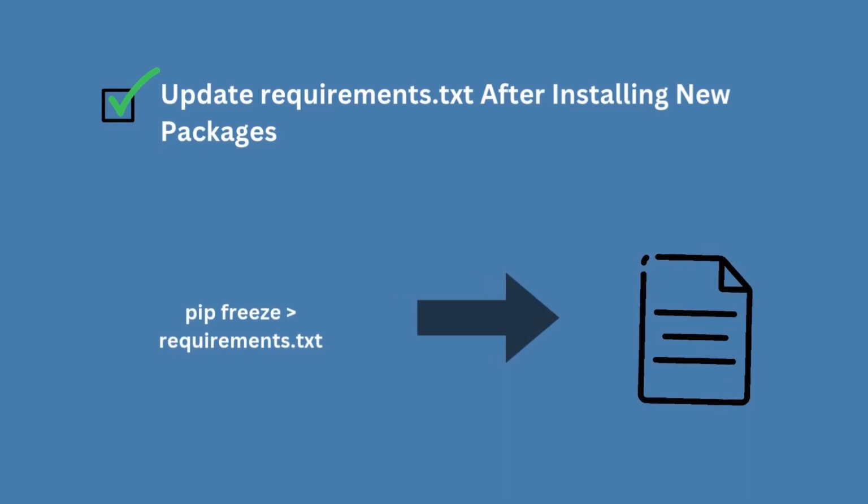Update requirements.txt after installing new packages. Every time you run pip install something, always run pip freeze and write it to requirements.txt. This keeps your dependency list up to date for teammates and for future use.